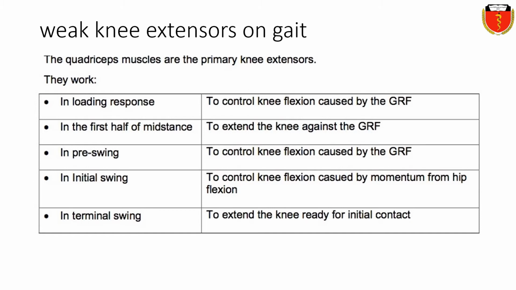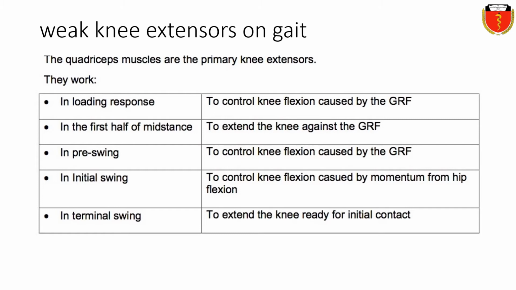So now we talk about the weak knee extensor on the gait. If the knee extensor is weak, how does it affect the gait cycle? The quadricep muscles are the primary knee extensors. In loading response, they control the knee flexion caused by the ground action force passing posterior to the knee joint. And in the first half of mid stance, they also have to extend the knee against the ground action force, which remains posterior to the knee joint.